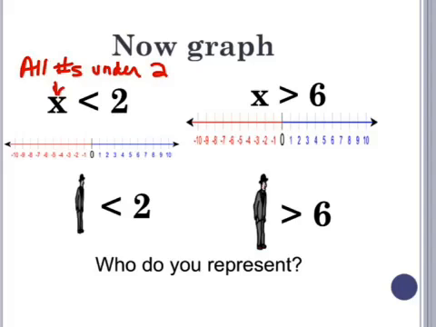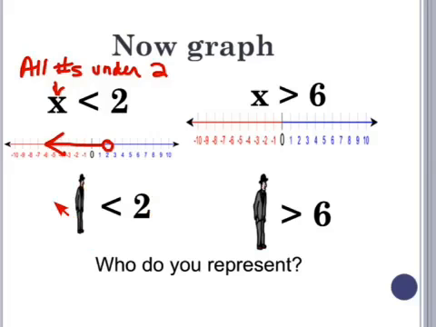X has to be less than 2. Okay, so think of this as a boundary. We're going to put an open circle at 2, and I'll explain the open circle here in a moment. But now we need to show where all the answers are. So where are all the numbers under 2? All the numbers under 2 are over here. So that's what I'm showing in this picture.